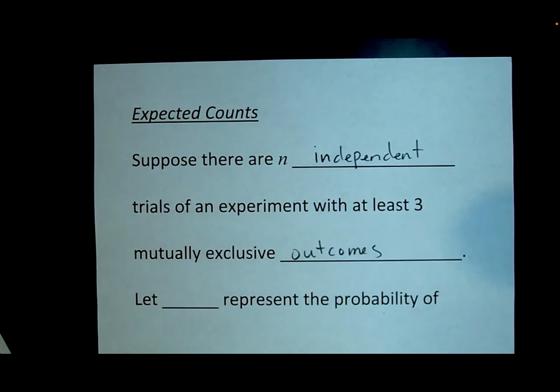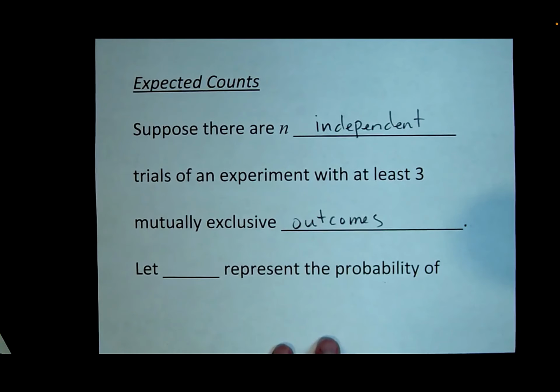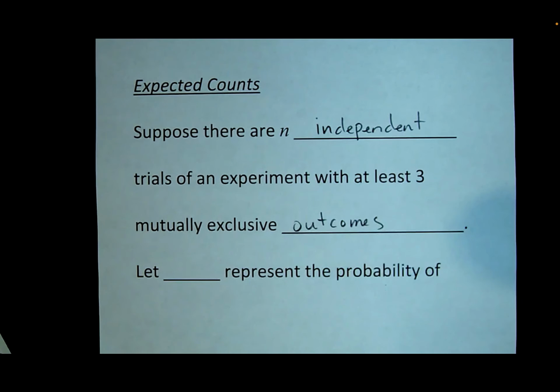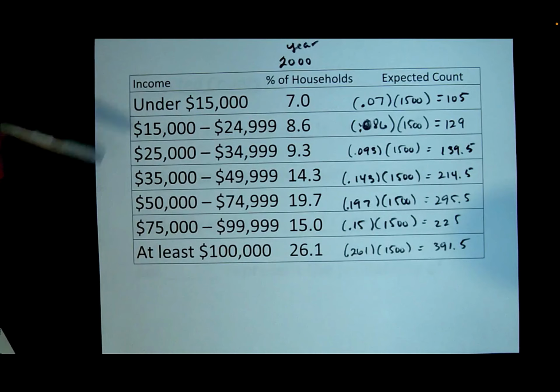Independent just meaning the usual, that selecting one household doesn't influence your selection of the next household. Okay, there's no relationship between them. Mutually exclusive outcomes. Again, the outcomes are which category does the household income fall into. These are mutually exclusive categories. You're not going to fall into more than one of them.